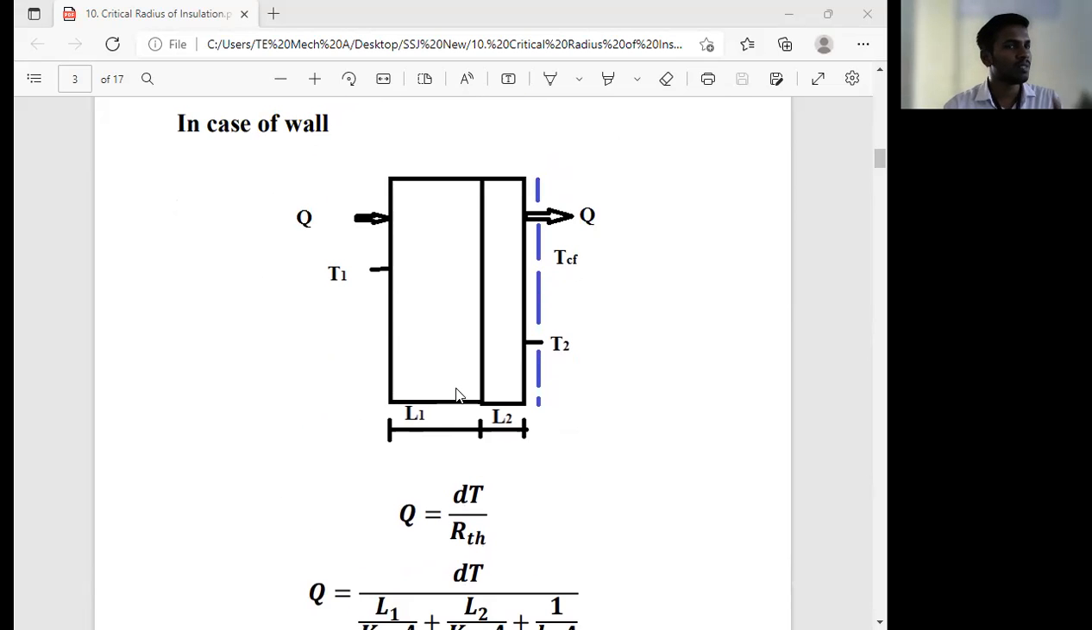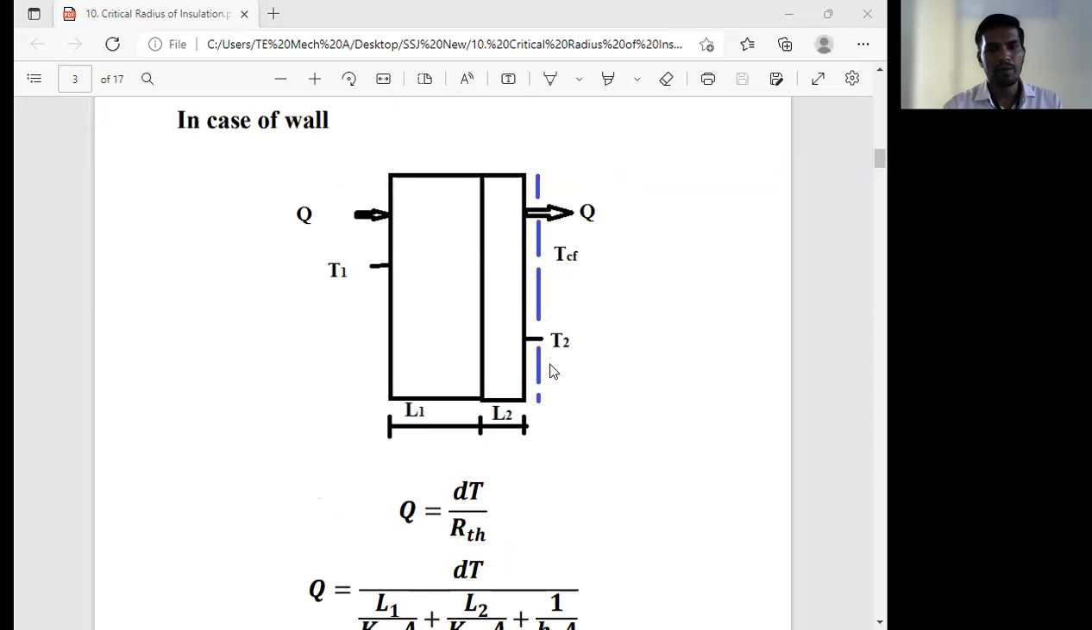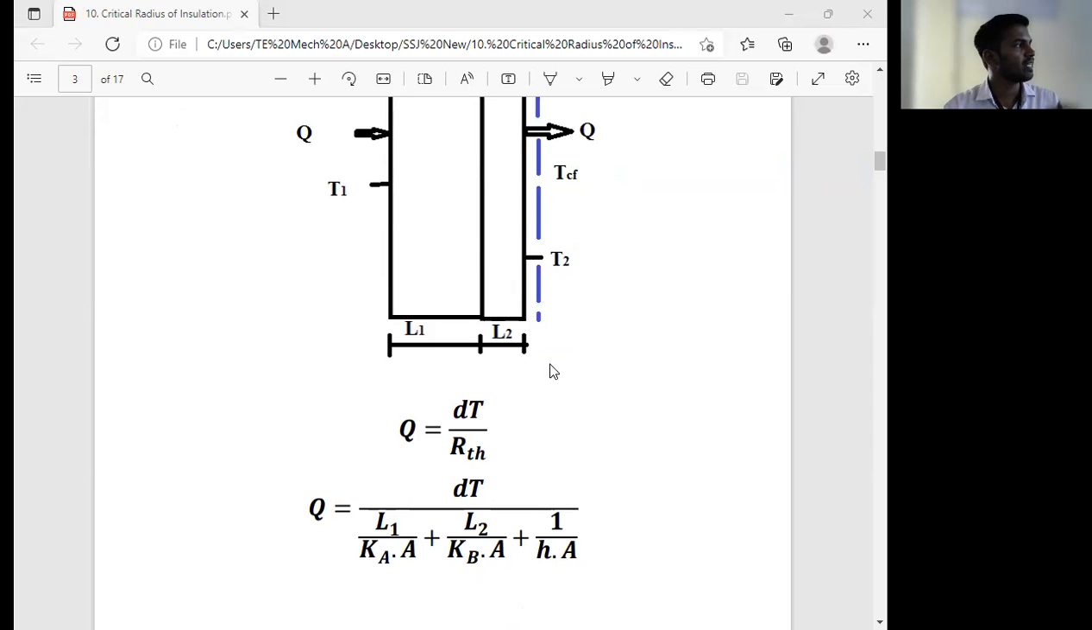So what is the thickness of the wall? That is L1. L1 divided by K into A, whatever the wall is there having thermal conductivity Ka. So L1 divided by Ka into A plus, for the insulation having thickness L2, L2 divided by thermal conductivity Kb into area. And as we know, for the air, convection is there, and the thermal resistance for convection is 1/HA. You need that for the equation.